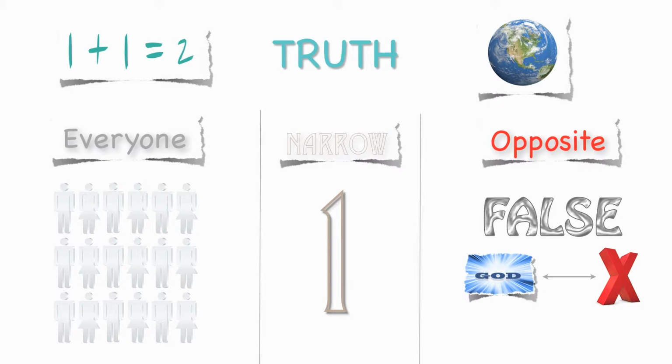In our example, we saw that atheists and Christians have opposite beliefs. The atheist says God does not exist. The Christian says that God does exist. Well, either God exists or he doesn't. One is true and the other is false. The opposite of true is false. So in summary, truth applies to everyone. It's very narrow, and the opposite of true is false. Now that's truth, things that relate to everyone.